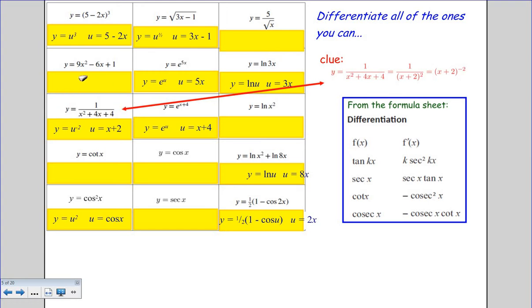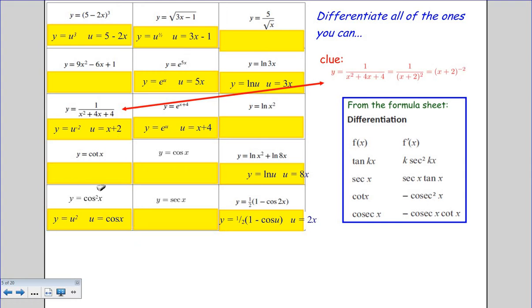Just looking at this one here and this fraction, you might have spotted that you could write the denominator as x plus 2 in brackets squared. And so then if you wrote u as x plus 2, the bracket bit, then this whole function here is u to the minus 2, and then you can use the chain rule.